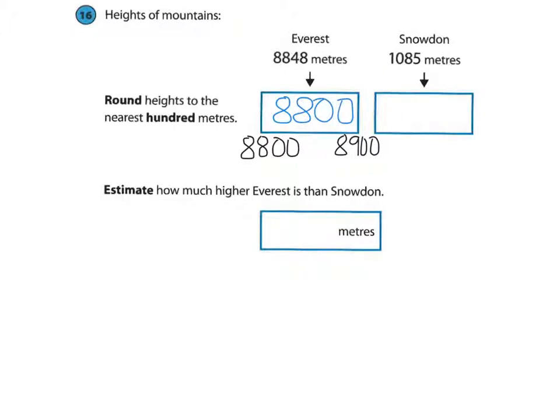If we have a look at 1,085, we've got to again work out which hundreds it comes between. So it comes between 1,000, because there are no hundreds there, or 1,100. Again, if we look at the number to the right of the hundreds, we have an 8. Remembering that 1, 2, 3, 4 we round down, 5, 6, 7, 8 or 9 we round up. Because we have an 8, we're going to round it up to the nearest 100, which is 1,100.